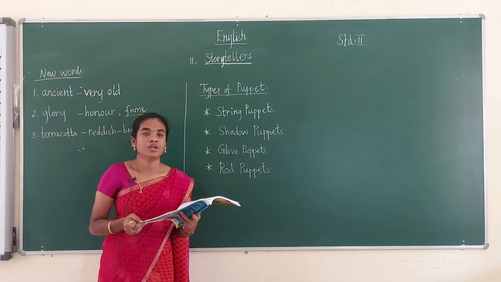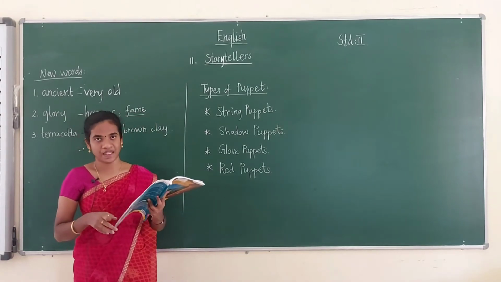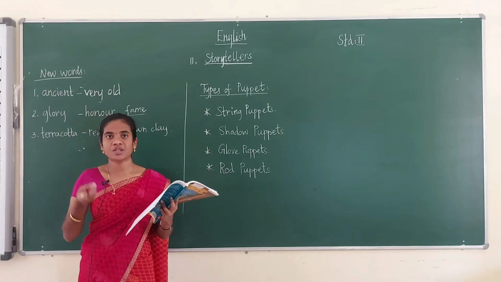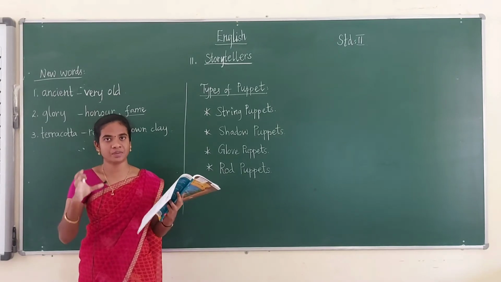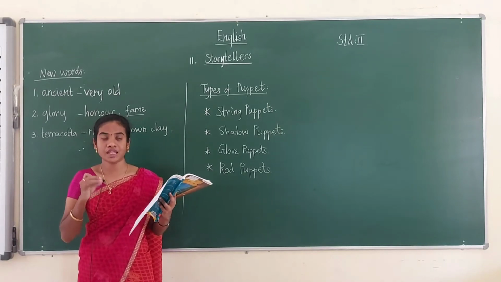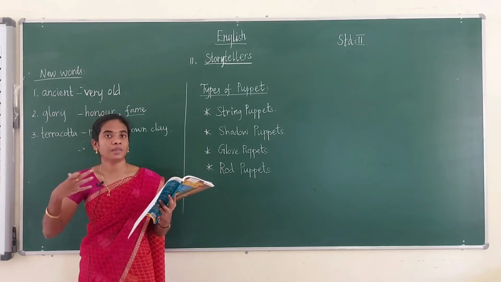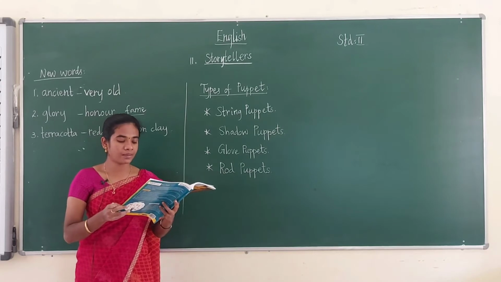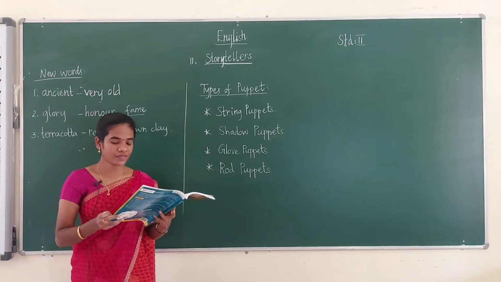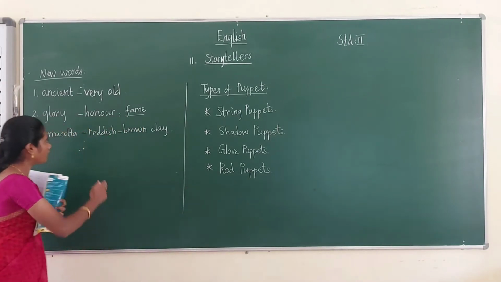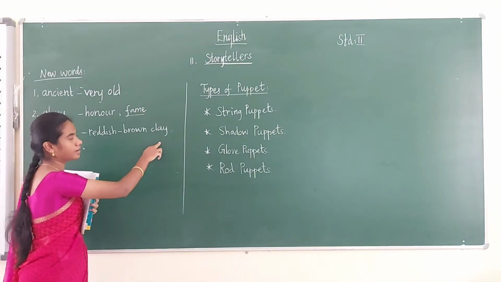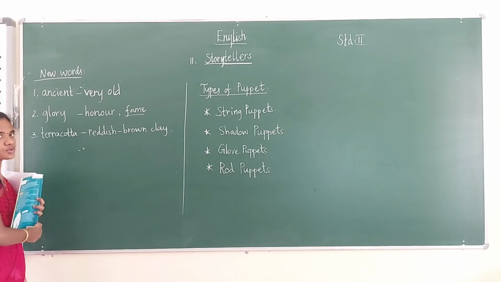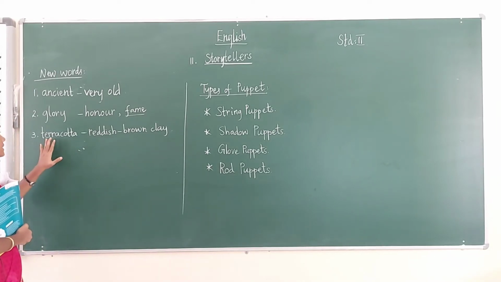Now the string puppet is speaking. We are string puppets in ancient times. Every puppet is made of something, so we are going to see what each puppet is made of. String puppets were made of terracotta. What do you mean by terracotta? A reddish brown clay is known as terracotta. Now students, pronounce it. This is terracotta.